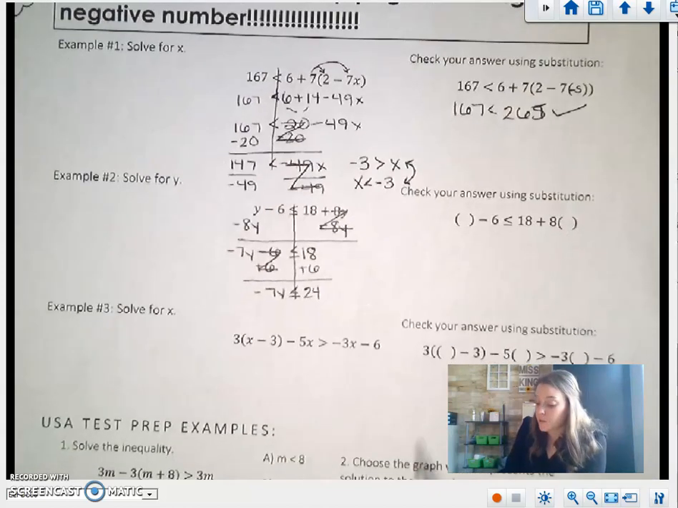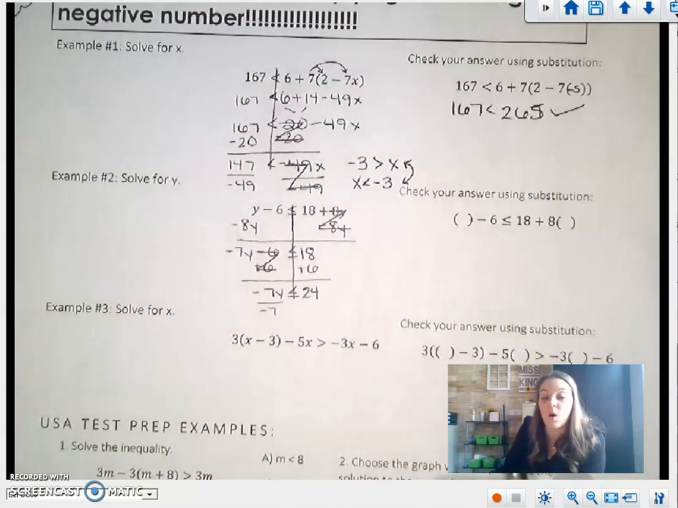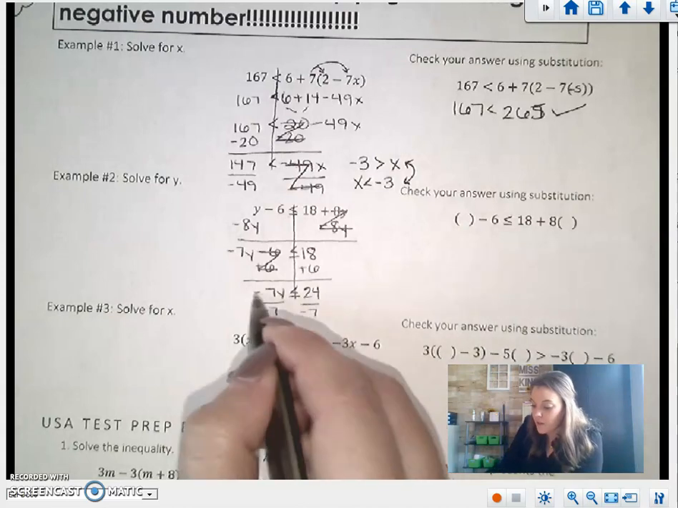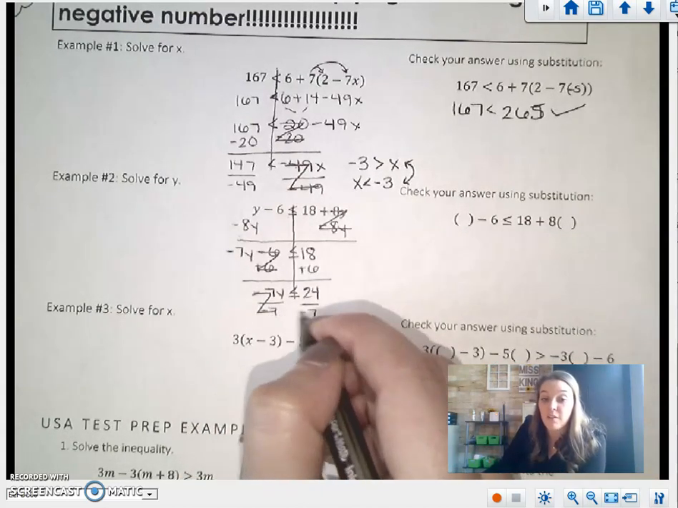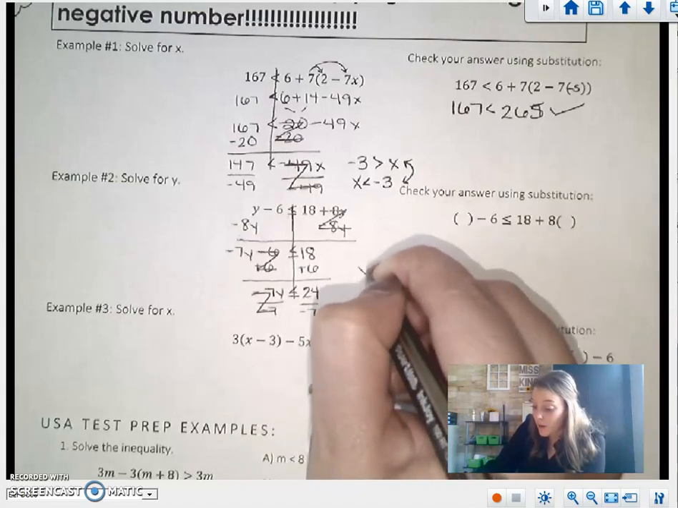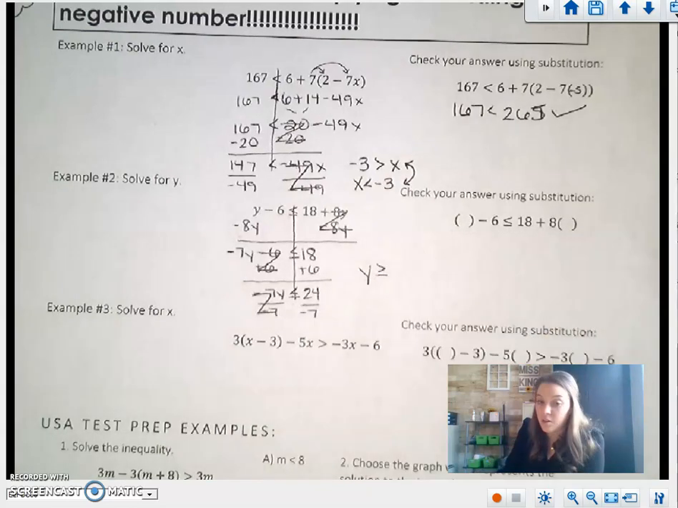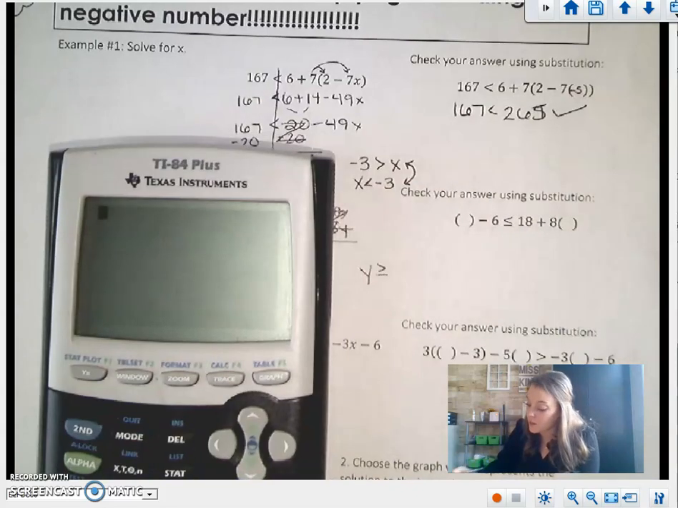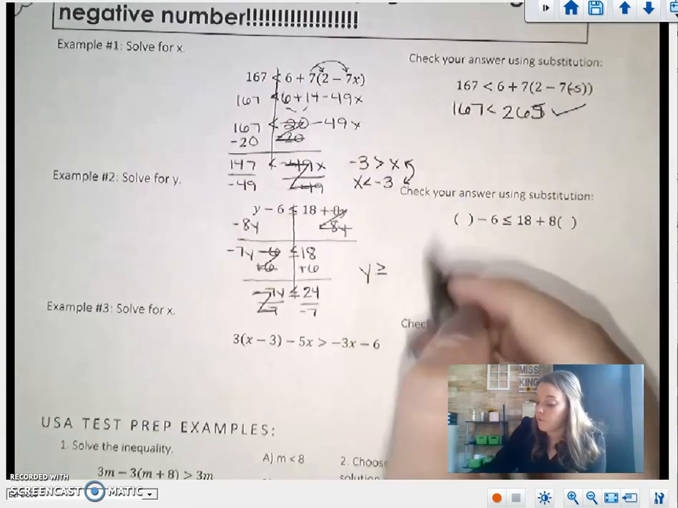My last step is to divide, so I'm going to divide by negative 7 because I just want y by itself. Divide by negative 7. That's going to cancel out here. Because I divided by a negative, my symbol's going to flip. So now, instead of having a less than or equal to sign, I have a greater than or equal to sign. And if I do 24 divided by 7, that's not going to give me an even number. That gives me 3.428, so I'm just going to say that's 3.4.